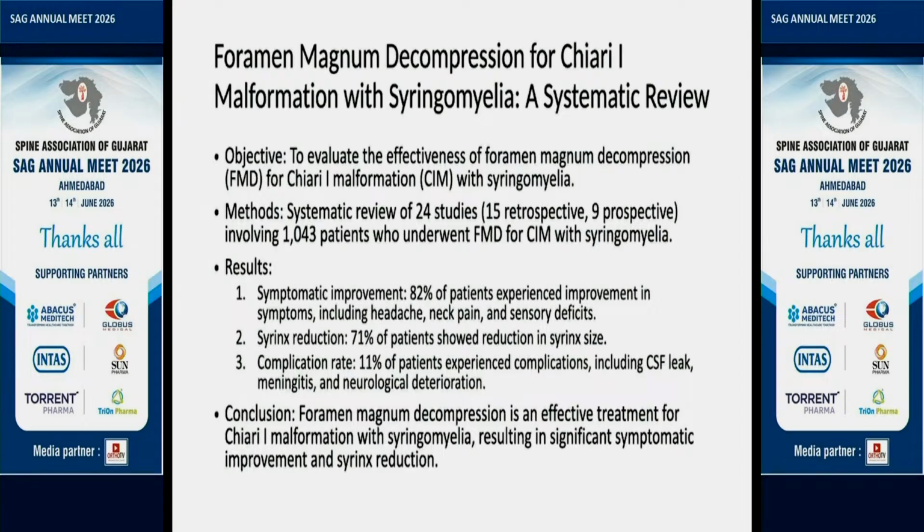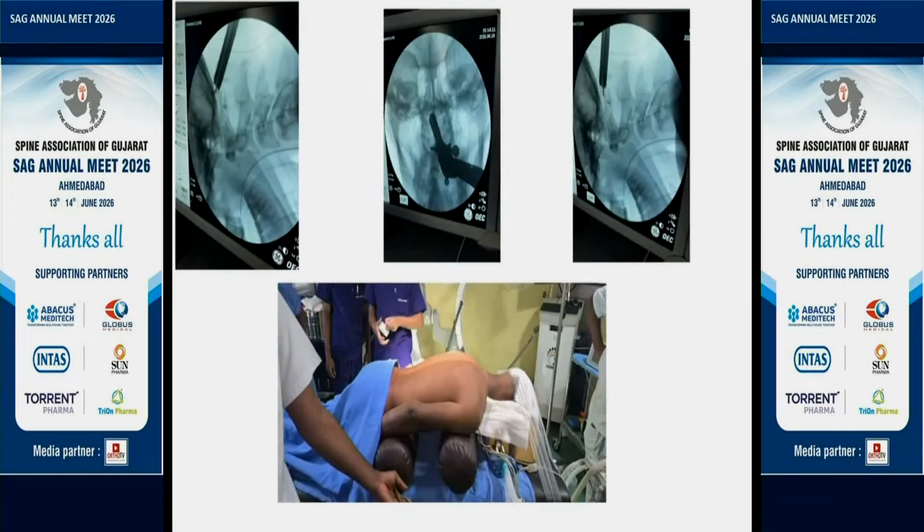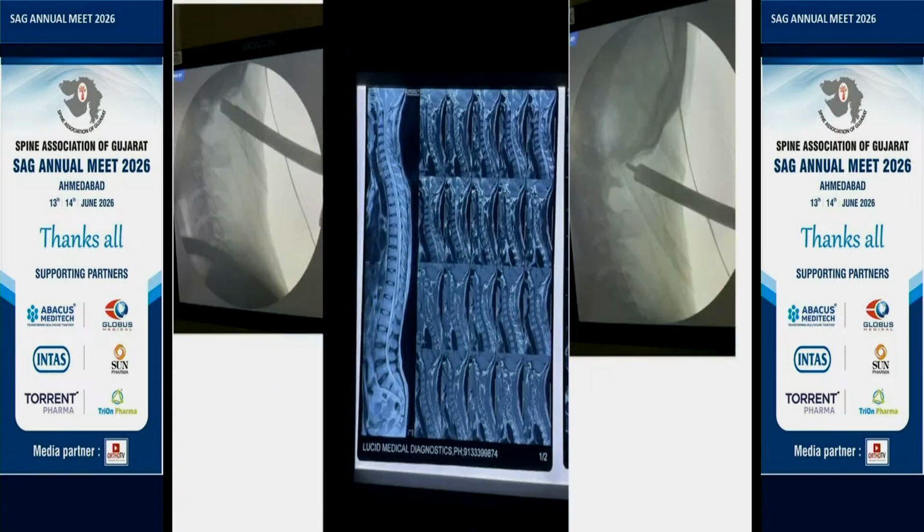So what we try to do? We try to do a C1 docking or a suboccipital docking and start removing the C1 arch and also do a suboccipital craniectomy, creating enough space for the cord to bulge back. This is the position which you usually follow for the C1 arch and the foramen magnum decompression. So you can see that after the C1 arch removal, you can reach the suboccipital area.